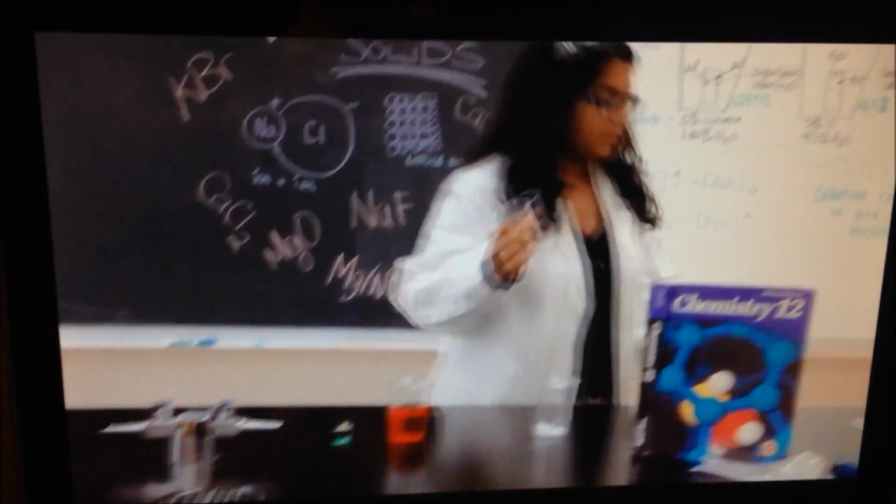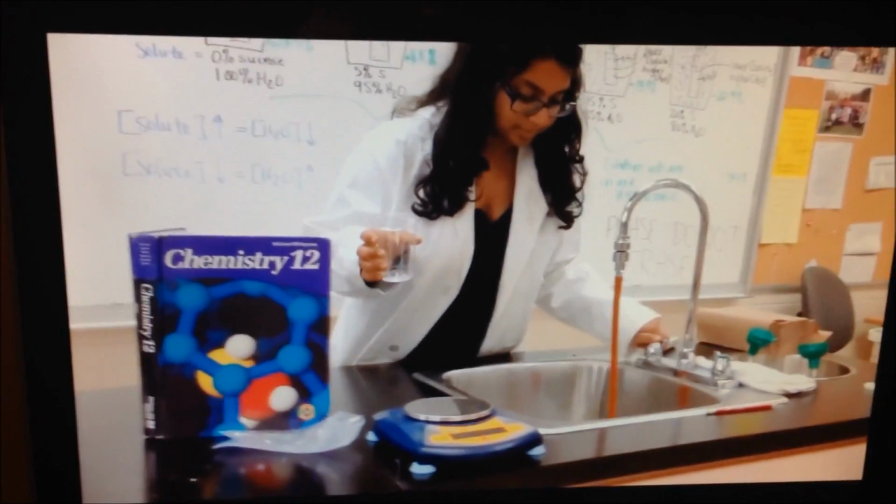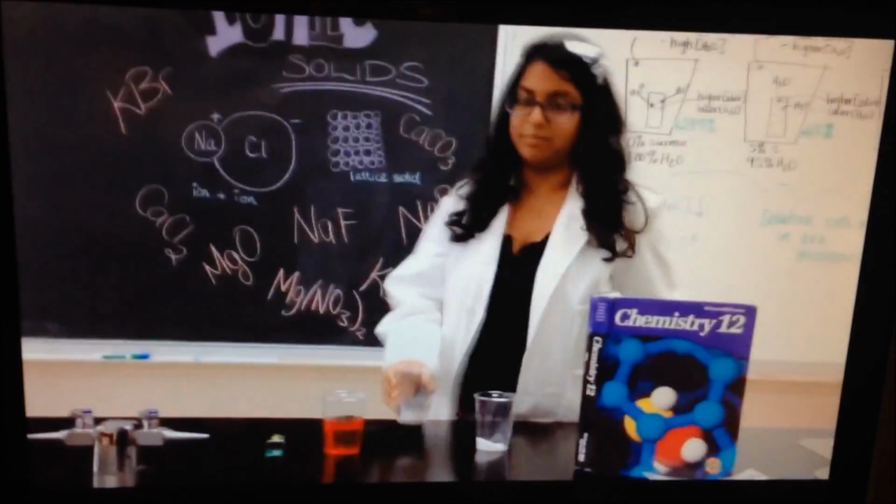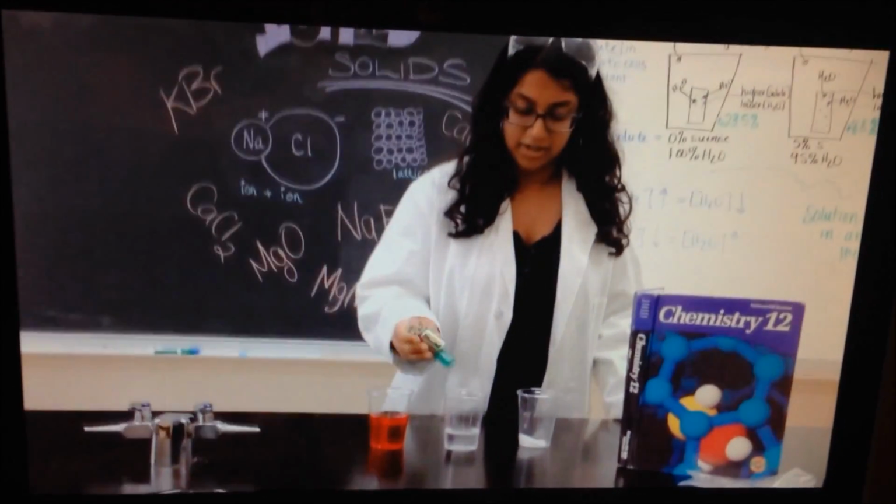So, what we're going to do is fill some water into this glass. Remember, NaCl has a high melting point, which means that it requires a great deal of energy to break. Using the conductivity meter, we're going to check to see if the water conducts electricity on its own.